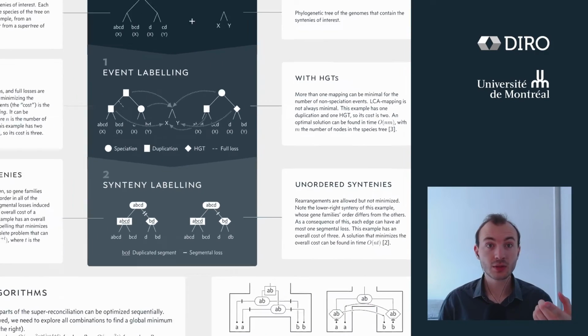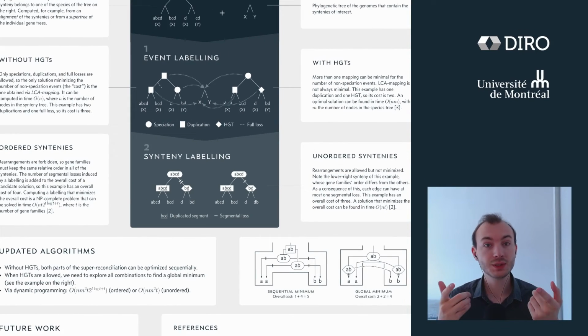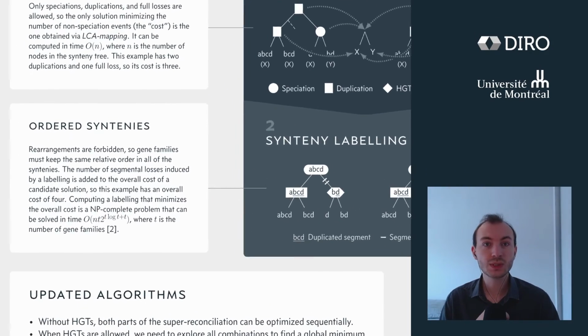Now the second part is to find a syntheny labeling of the syntheny tree. We wish to assign to each of the ancestral nodes an ancestral syntheny, and such an assignment will imply segmental losses where some parts of the syntheny are lost. Of course, we want to find a labeling that minimizes the number of such losses. We have two versions of the problem. The first one is the ordered version.